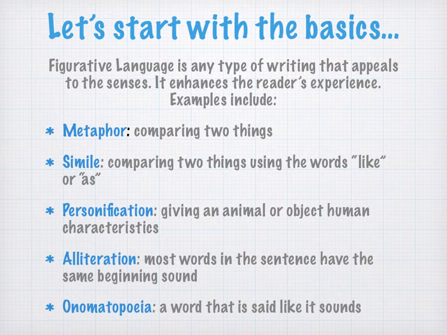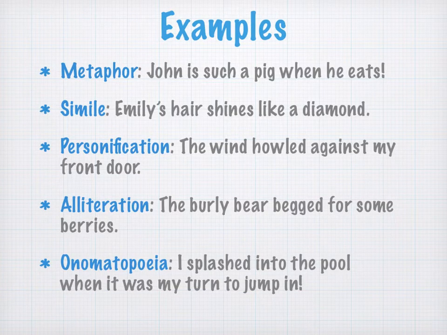Now, you might be wondering, what are some examples? Well, I've got you covered. Some examples include, for metaphor, John is such a pig when he eats. Well, I'm comparing John to the pig, but I'm not using the words like or as. This makes it a metaphor. If I was going to be talking about a simile, I might say, Emily's hair shines like a diamond. In this sentence, I'm comparing Emily's hair to a diamond, and I say they both shine. Now, this one is a simile because I use the word like.